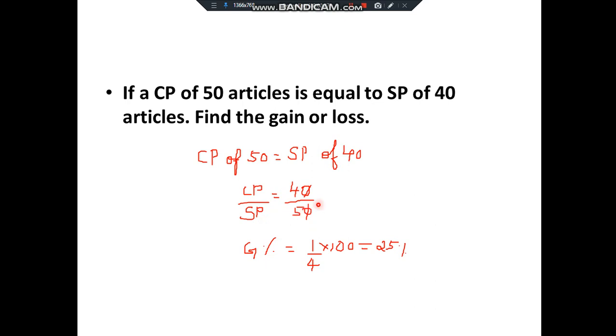We have to find profit percentage. So first you find profit. Here it is 5 minus 4, which is 1 rupee. So 1 for the cost price of 4 rupees. So for 100, 1 by 4 into 100, which is 25%.